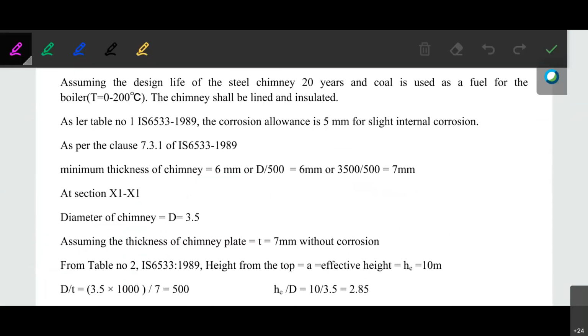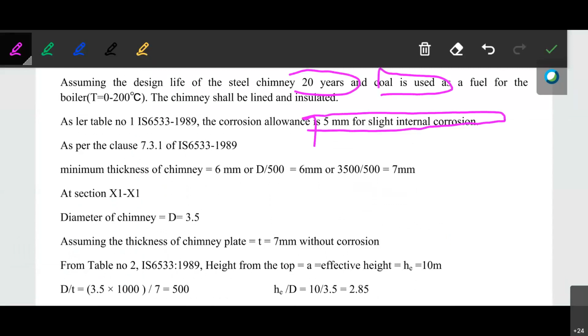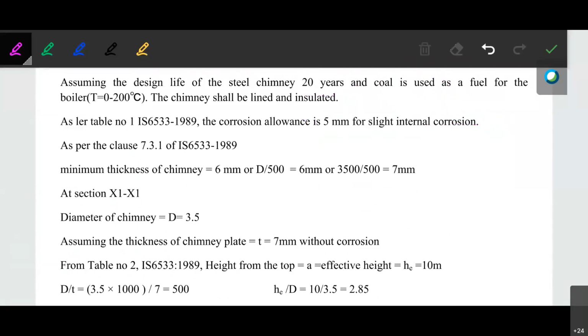Okay, therefore as per table number 1 of the IS 6533 1989, the corrosion allowance is 5 mm for the internal corrosion, the lifespan of 20 years, and the fuel coal. So two particular values are there.